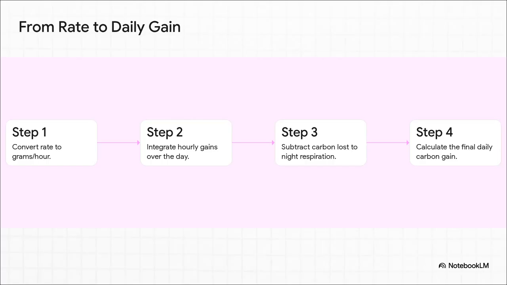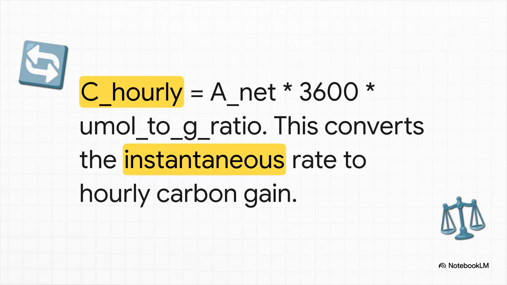Here's our final checklist. First, we have to change our units from this abstract scientific rate into something we can actually measure, like grams of carbon. Then, we add up all the carbon the plant gained during the day. But we're not done. We also have to subtract all the expenses it racked up during the night. Think of this equation as our currency converter. It takes our rate, A net, which is in these tiny units per second, and turns it into something tangible: grams of carbon per hour. It's a simple but absolutely essential step to give our model some real-world weight.